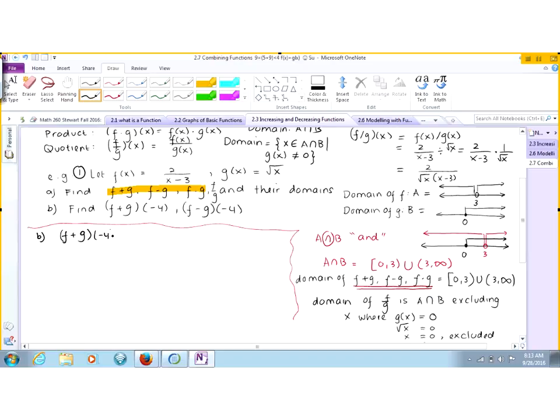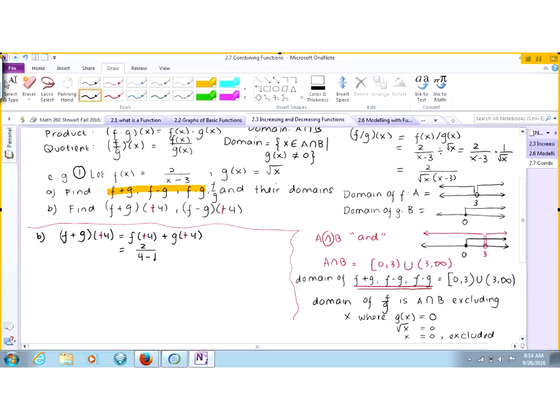What is f plus g of negative 4? So this is f of negative 4 plus g of negative 4. What is f of negative 4? Oh, it doesn't exist, right? So I have to change it to positive 4, sorry, because otherwise it's not in the domain. You can't really add. Square root of negative 4 is imaginary. Yeah, you're right. So what is f of 4?